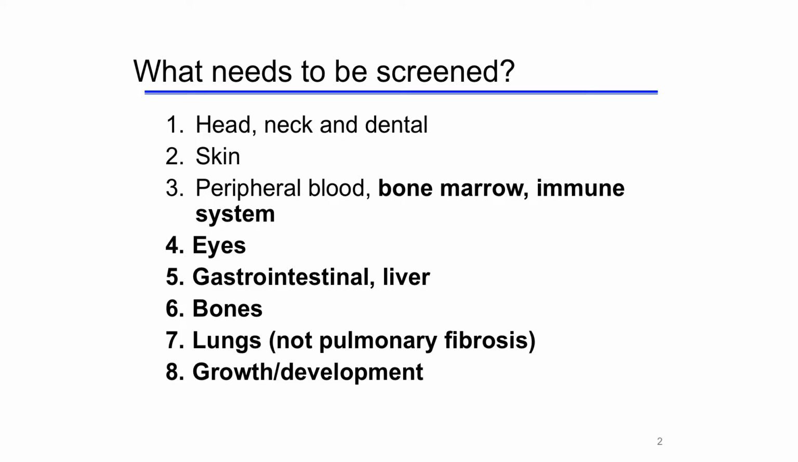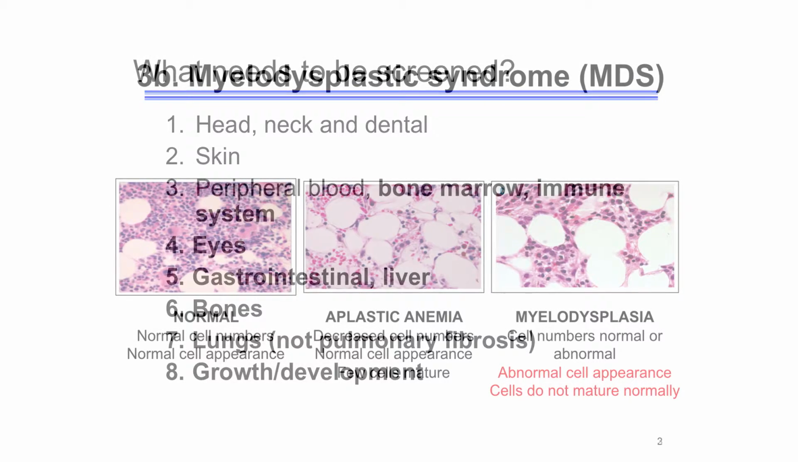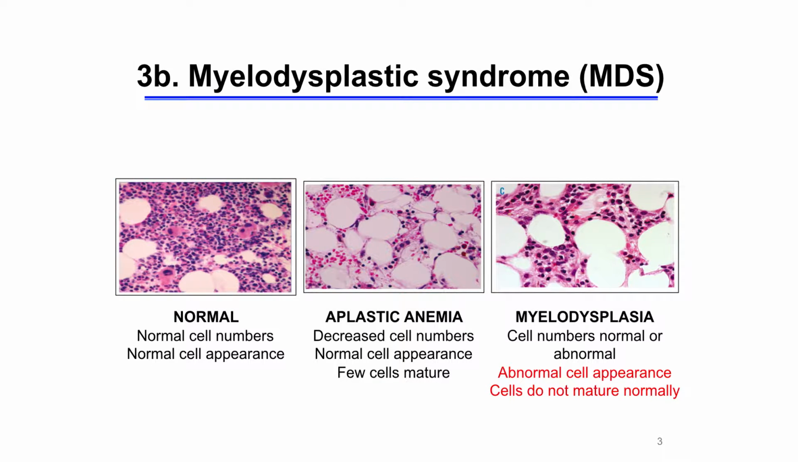Actually, I'm not going to talk about bones. I'm sorry. And we have a special talk on pulmonary fibrosis this afternoon, right? Really important. So I'm not going to touch on that, but I'm going to talk about something else that's going on in the lungs that we recently learned about. Okay. So myelodysplastic syndrome, you've heard about this.